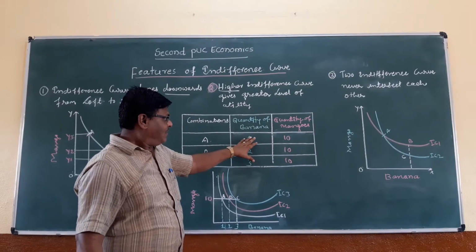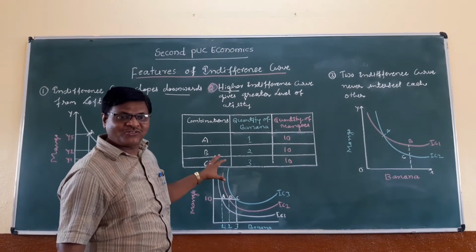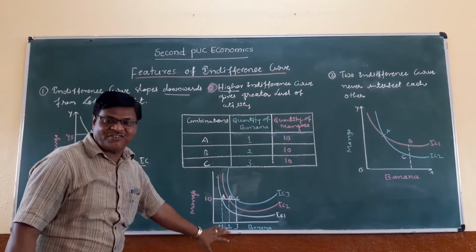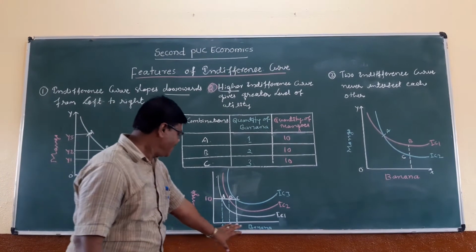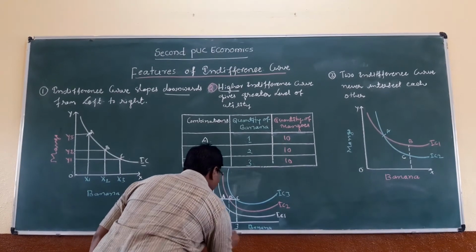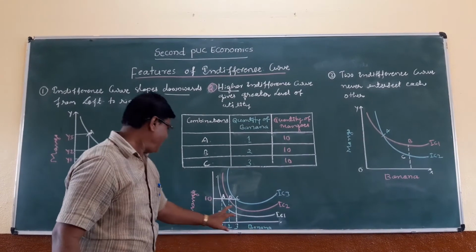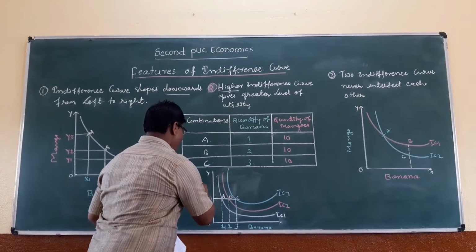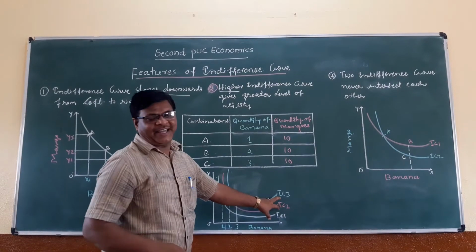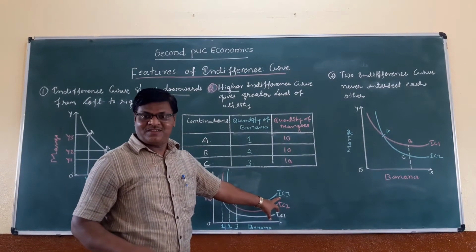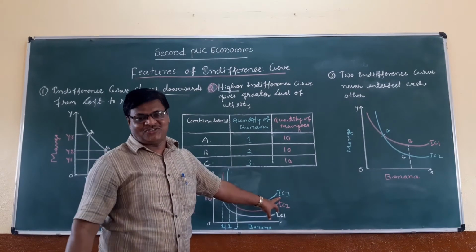So the consumer has these 3 combinations, and we have to understand them with the help of the indifference curve. The x axis measures the banana, and the vertical y axis measures the mango. IC1, IC2, IC3 are the indifference curves. These are the 3 indifference curves, giving more and more satisfaction to the consumer.